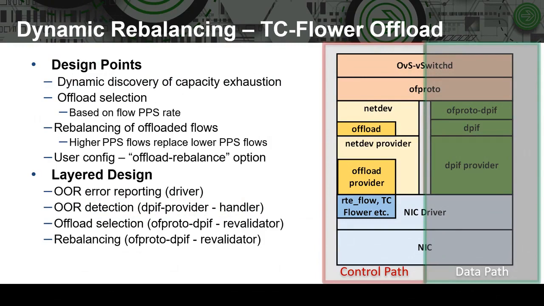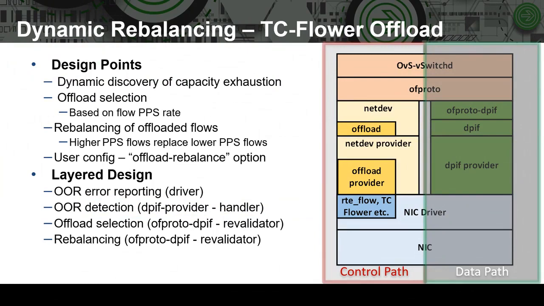The last step is the actual process of rebalancing flows based on the PPS rate. For each device that's in the out of resource state, higher PPS flows in software replace lower PPS flows in hardware. There is also a configuration option called Offload Rebalance to enable or disable this feature. And in the diagram, we can also see the layers that are involved in this design.